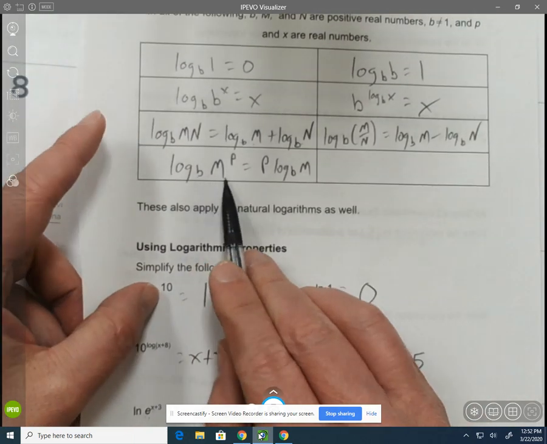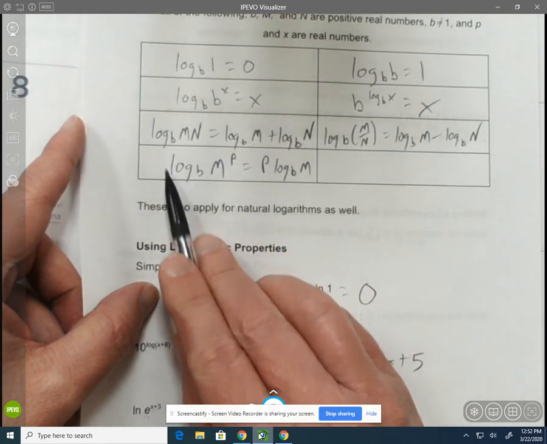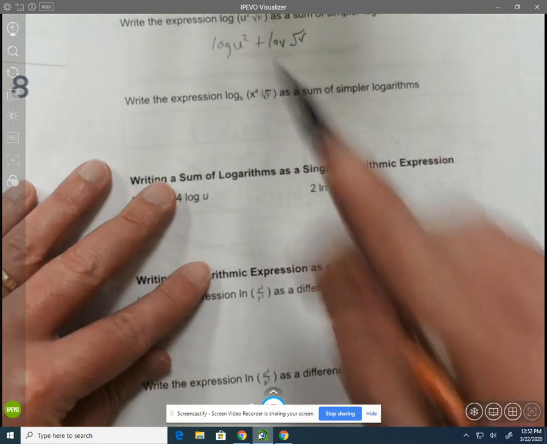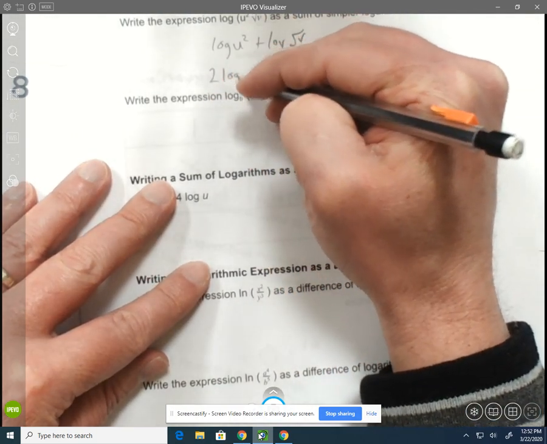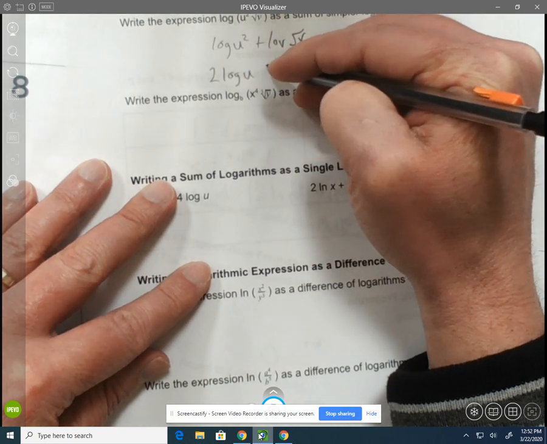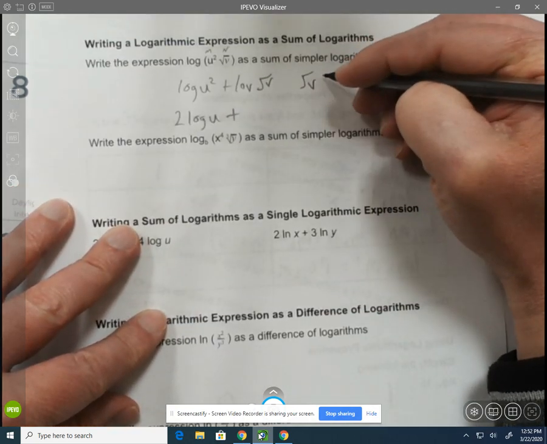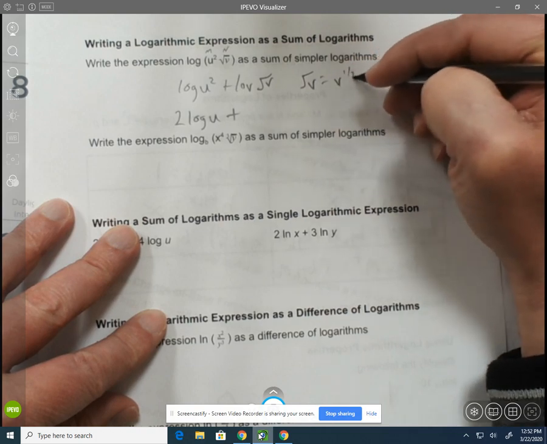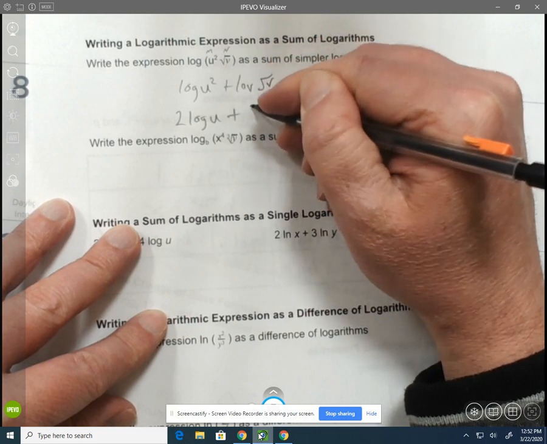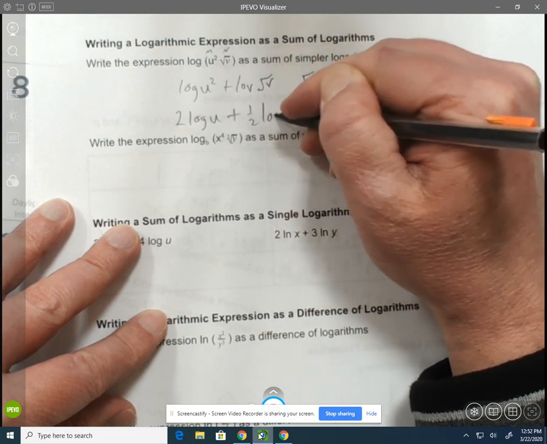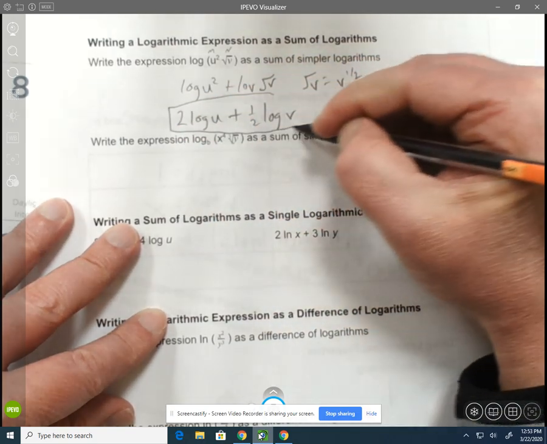Now I can also do this one, that if I have the logarithm of something to an exponent, I can bring that exponent down in front. So this 2 can come down in front, so that's actually 2 times the log of u plus, now wait a minute, the square root of v, I can write as v to the 1/2 power. So I can bring that 1/2 down in front, and I can write that as 1/2 log v.